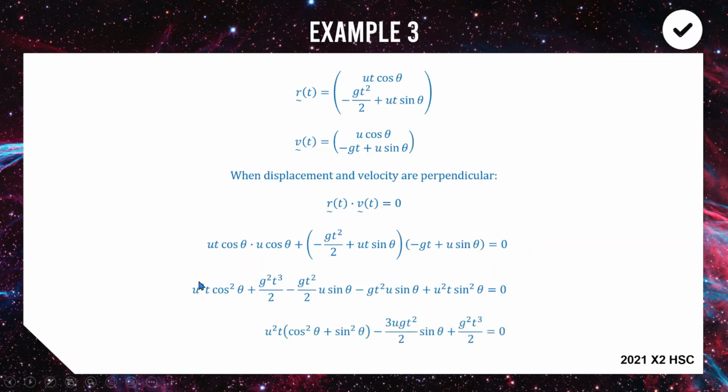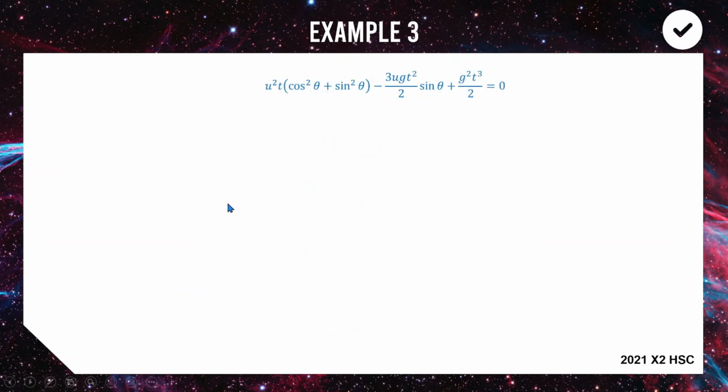Something cool we can do is we can group together the u squared t's out of the sine squared and the cos squared because we've got a common factor. That's convenient because cos squared plus sine squared is equal to 1. So this part's just going to turn into an invisible 1, leaving us looking like this.